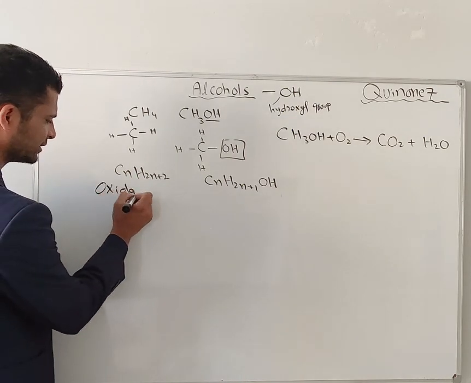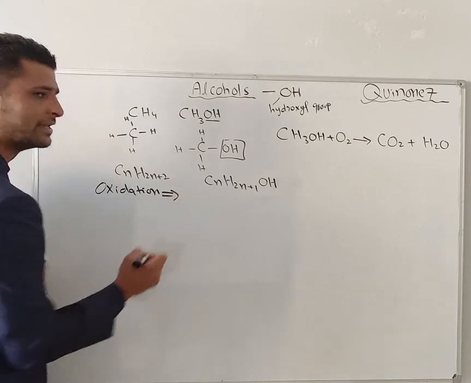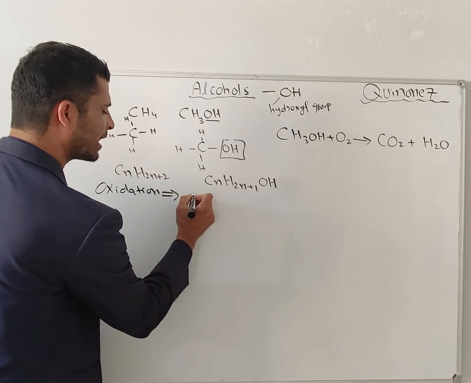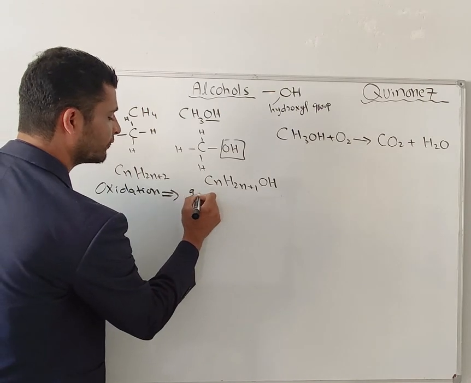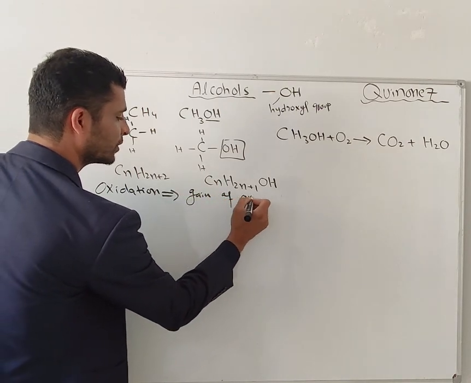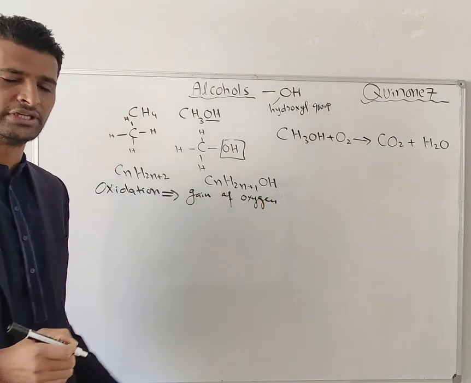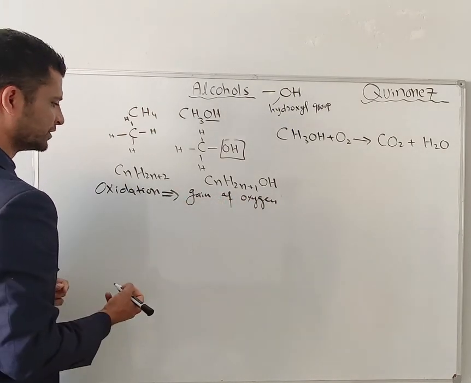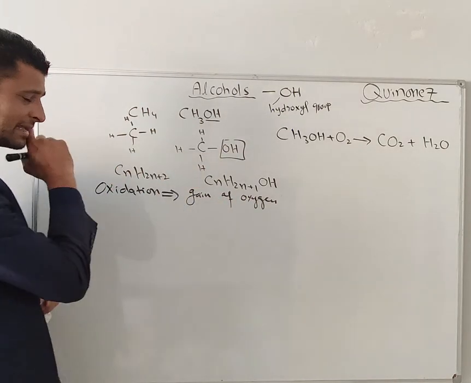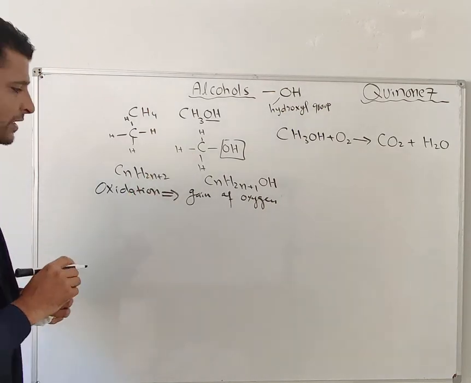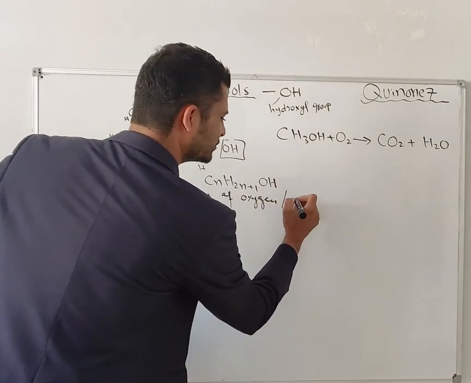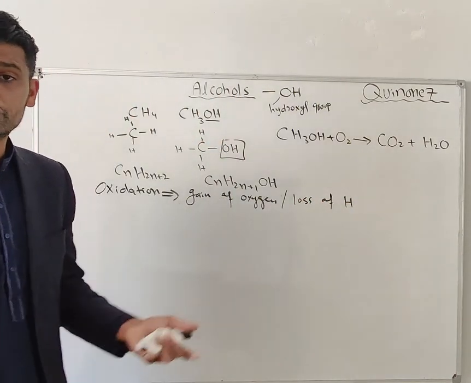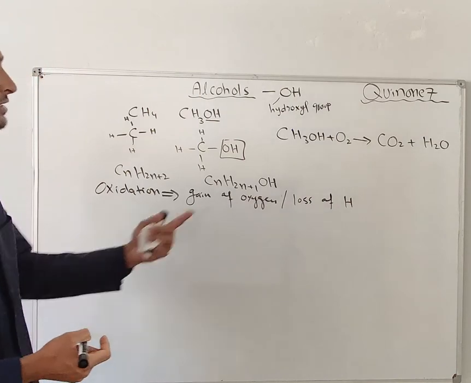Now oxidation, the definition you probably know by now, is addition of oxygen or loss of electrons. Sorry, I think I said loss of oxygen. It's actually gain of oxygen or loss of electrons, and that is called oxidation. Here you will have the alcohol which has the hydrogen and 1 oxygen, but there's one more definition, which is loss of hydrogen. Gain of hydrogen is called reduction.